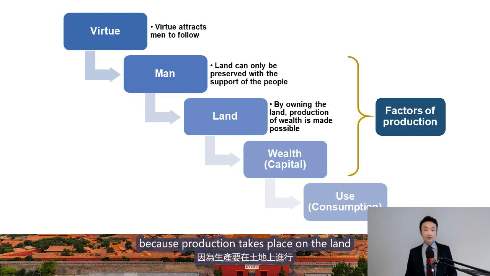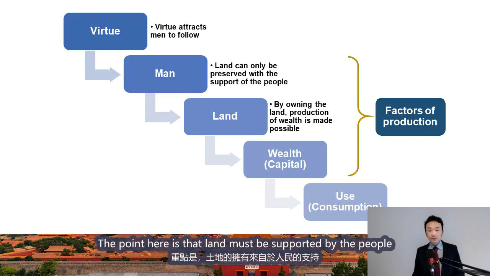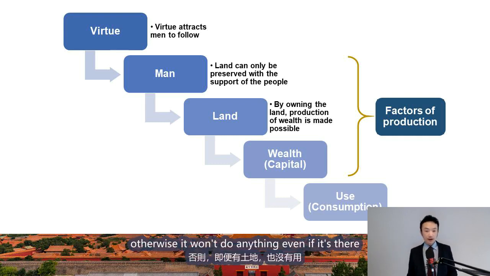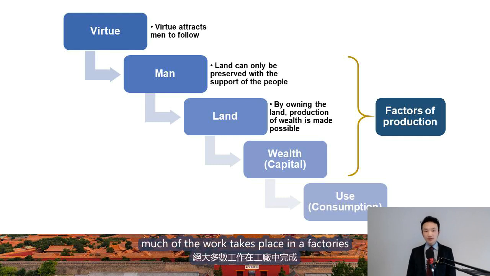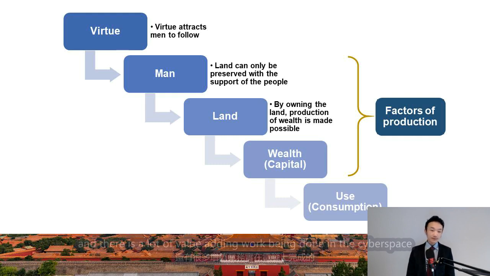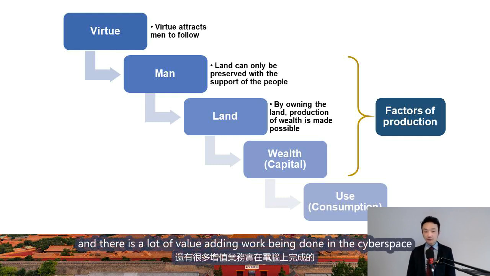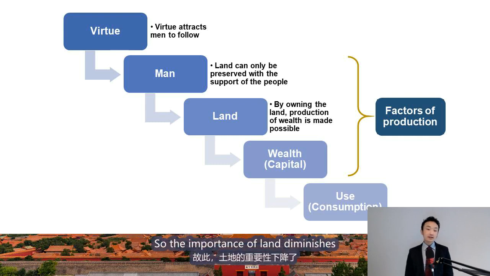Because production takes place on the land. So the point here is that land must be supported by the people. Otherwise, it won't do anything, even if it's there. So you may argue that, in modern society, much of the work takes place in a factory operated by robots, and there is a lot of value-adding work being done in cyberspace, so the importance of land diminishes.